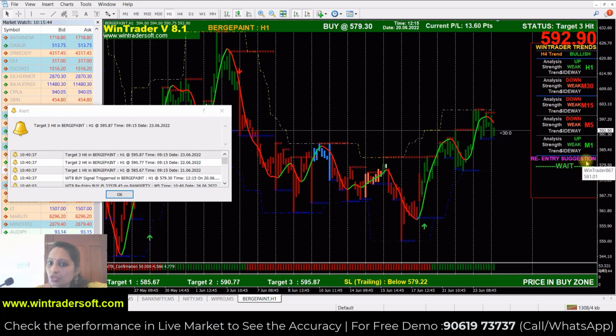Currently the re-entry suggestion is showing wait only. If the software shows re-enter, then in that re-entry suggestion you will get the entry point, and the target will show there. Then you can directly take that re-entry suggestion.